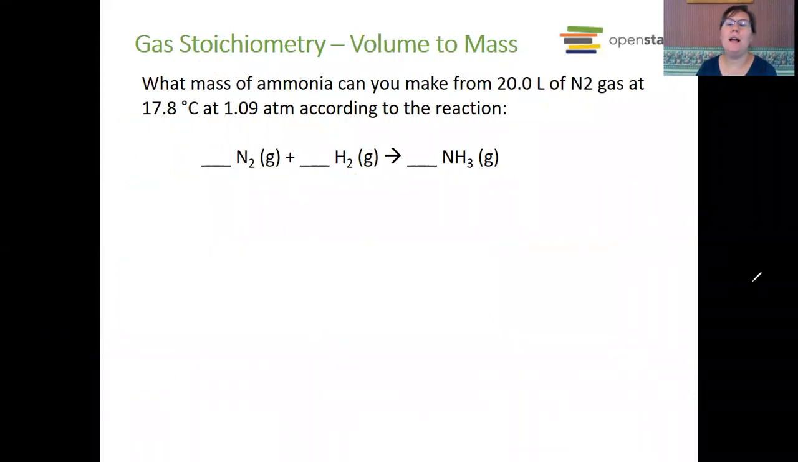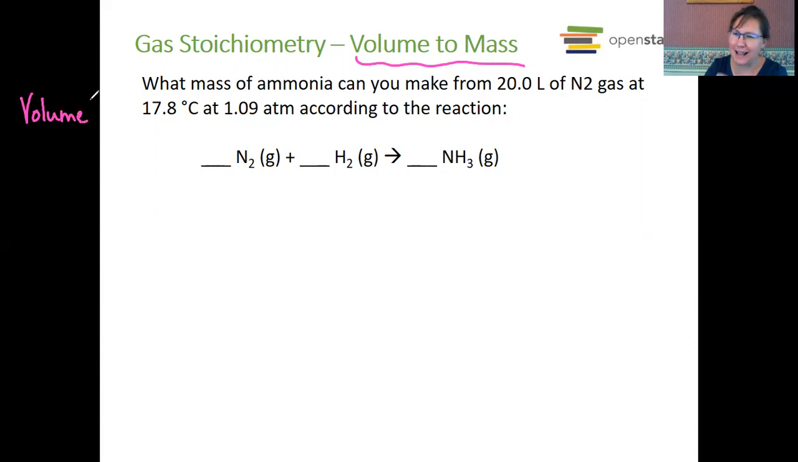All right, so now we have gas stoichiometry, volume to mass. And so it's sort of going the other direction, but it's not exactly backwards. And that can sometimes be hard. Volume to mass.